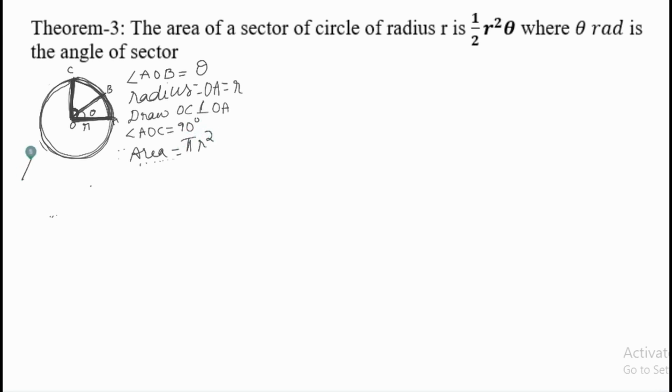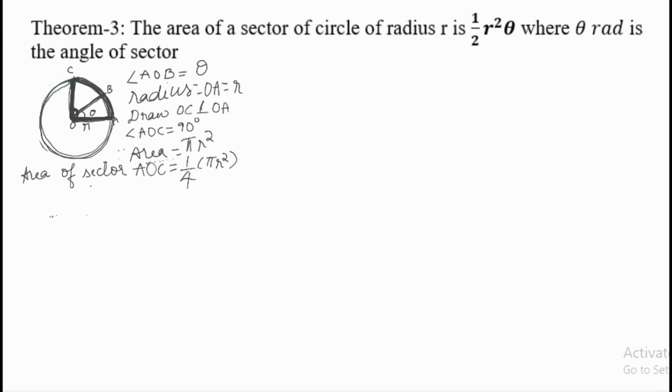Therefore, area of sector AOC is equal to 1/4 the area of the entire circle, this pi r square. Because this sector AOC has an angle 90 degrees and 90 degrees divides the entire circle of 360 degrees into 4 equal parts. Therefore, it also divides the area of the circle into 4 equal parts.